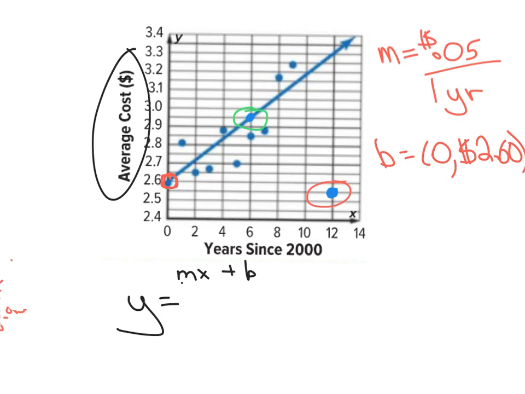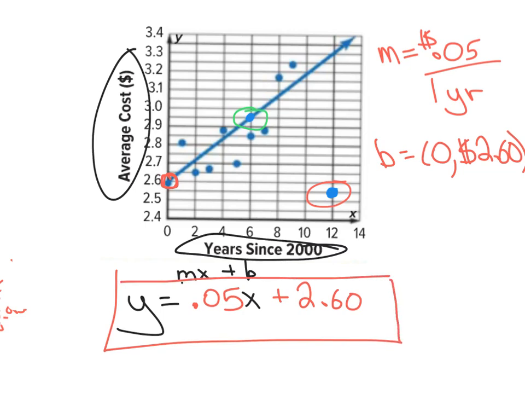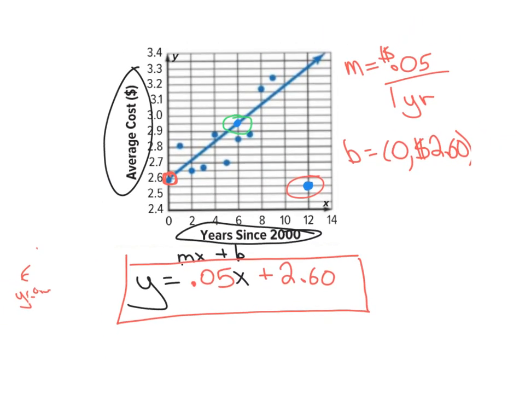So that's going to be my 5 cents per every 1 year, times my x, which is my years. And then I'm going to add that to the $2.60, which is my beginning average cost. Okay, so that's my equation for that line. And that is the equation that I could use to make predictions for any part of this situation, any part of this graph that's not pictured. All right, nicely done. We are going to do one more example today.